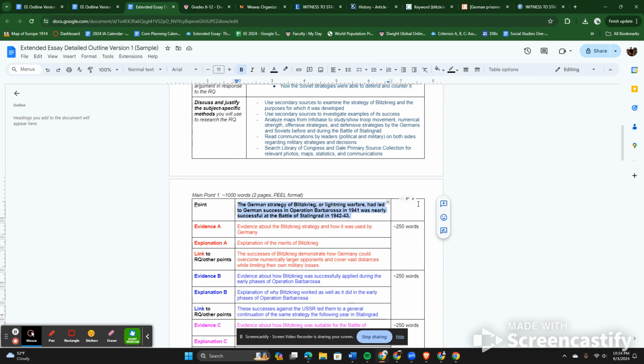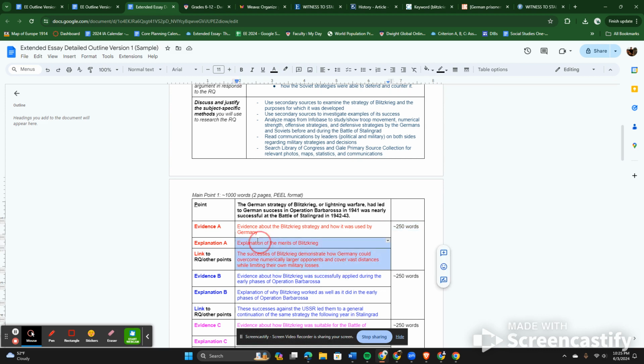The German strategy of blitzkrieg or lightning warfare had led to German success in Operation Barbarossa in 1941 and was nearly successful at the Battle of Stalingrad in 1942 to 1943. So looking at, again, what it was, I'll find evidence about what it was and how it was used. And again, notice here, I'm not giving full explanations. I'm recommending, remember, 250 words here.